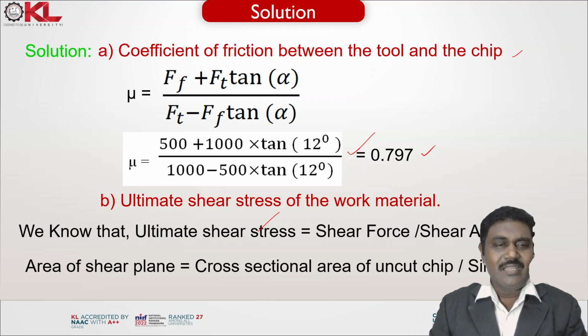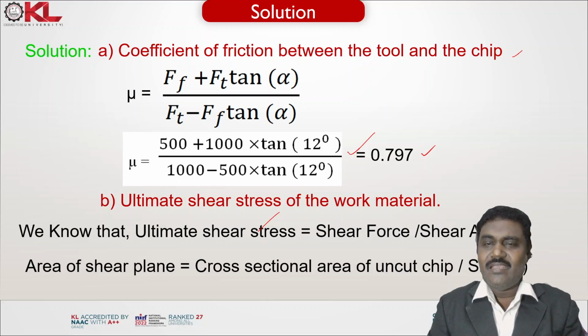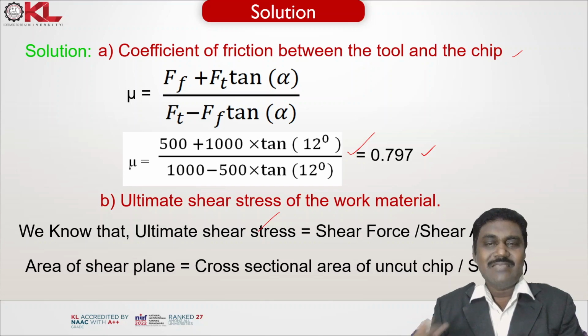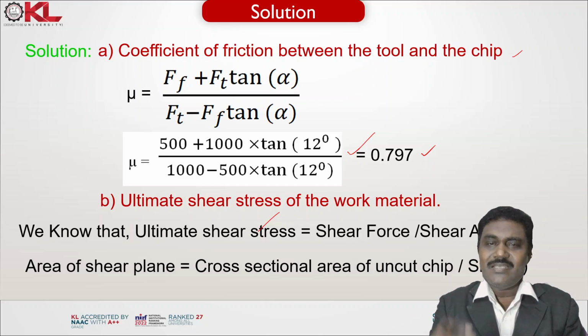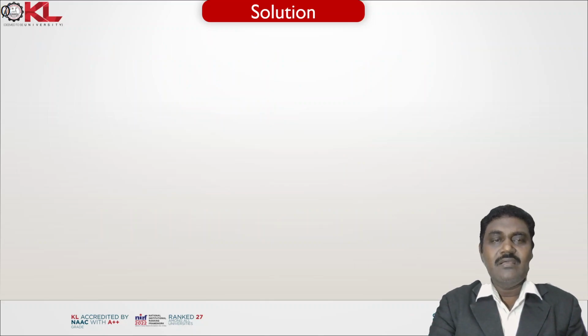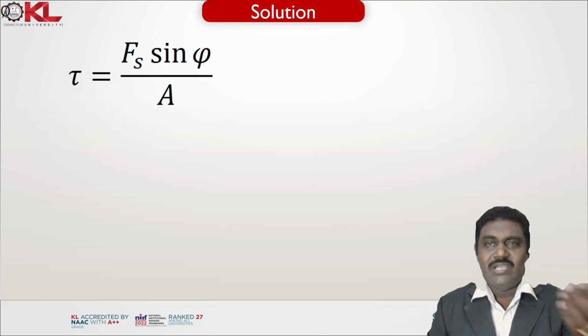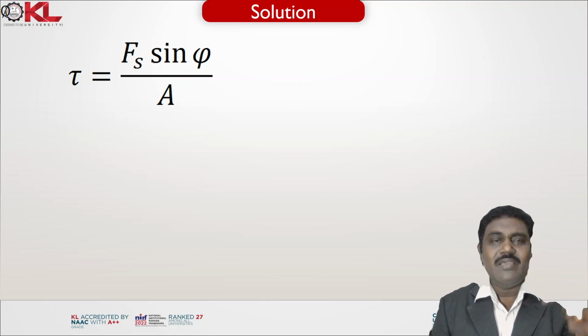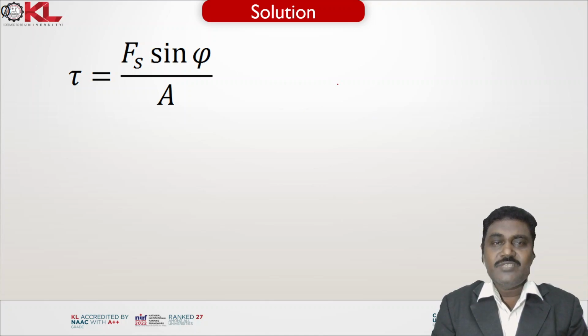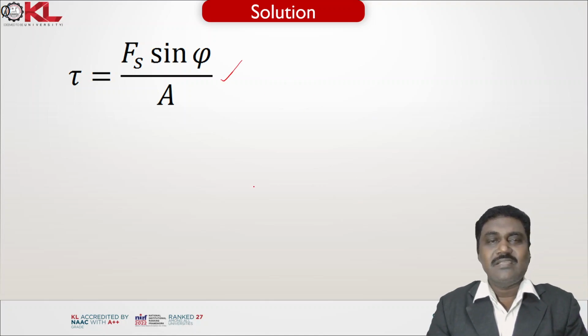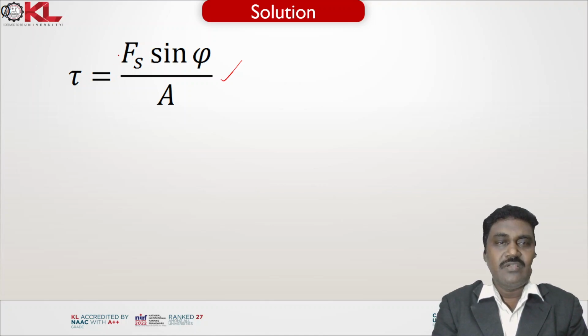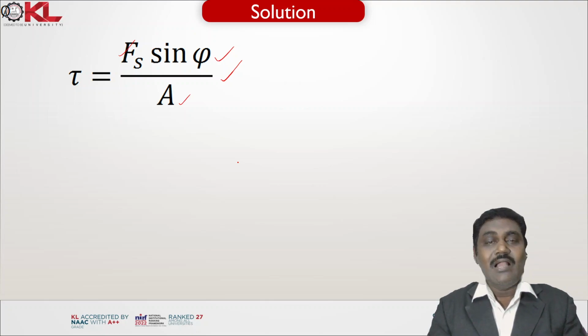How are we going to find the area of the shear plane? That is the cross sectional area of the uncut chip divided by sin phi. What is phi? That is the shear plane angle. So now you can find the ultimate shear stress, that is equal to shear force divided by area. Here the area is A by sin phi. So now you obtain this formula: the ultimate shear stress tau is equal to Fs sin phi divided by A. So once you know these three quantities, you can find the ultimate shear stress.